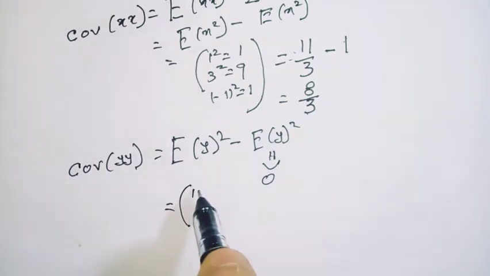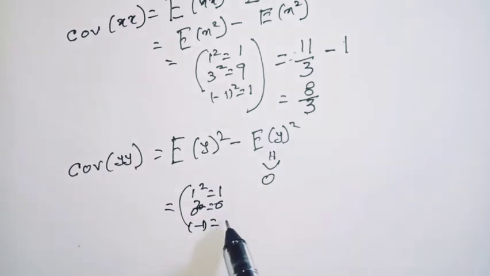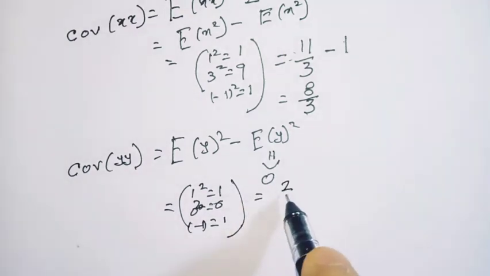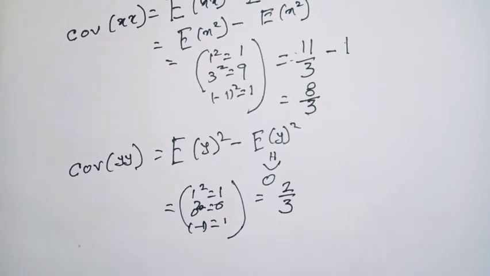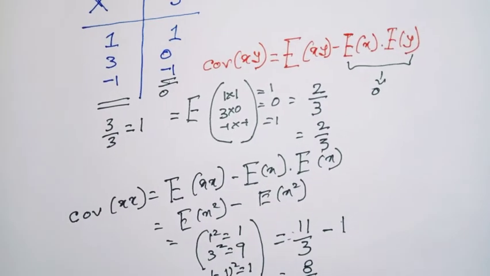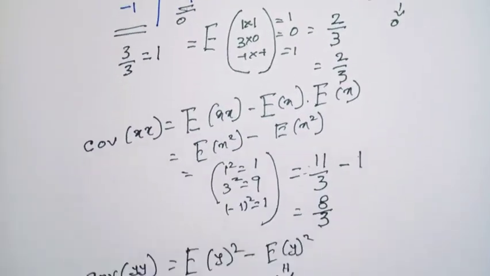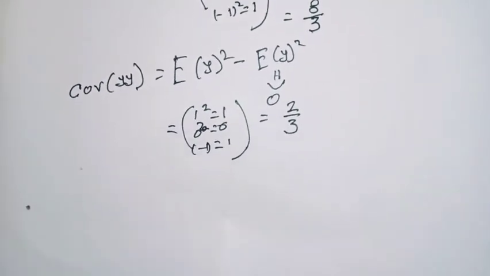It would be 1 squared equals 1, then 0 squared equals 0, and minus 1 whole squared will become plus 1. So we take this value as 2 by 3. Right, so we are done with the calculation of values. So what are the values we calculated? We calculated covariance of xx, xy, then the xx and yy. Now it is the time that we can put it together in the matrix.